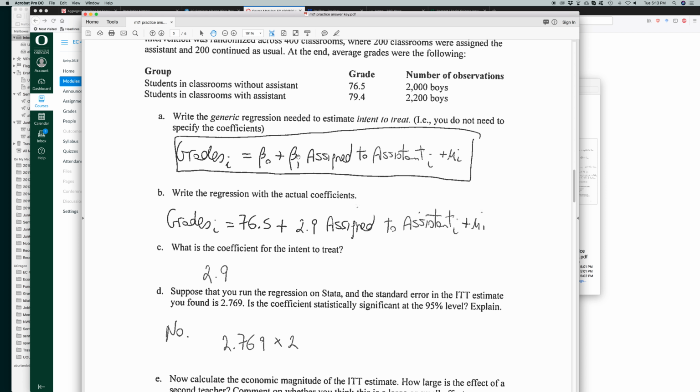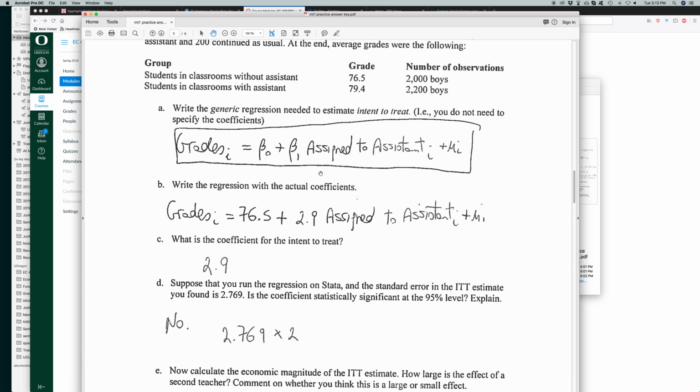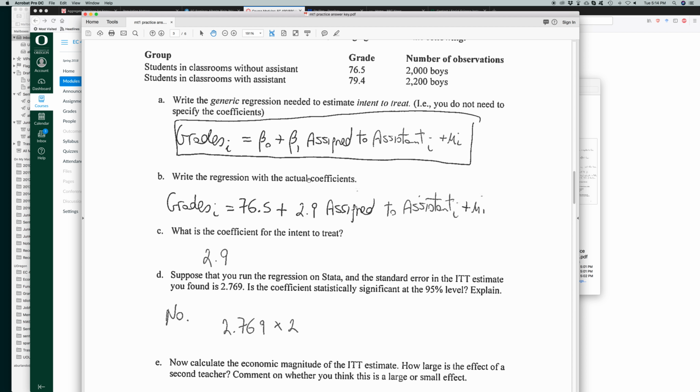To compute beta 1, all you need to think is that beta 1 is the difference between the grades in the treatment and the grades in the control. Hopefully that explains it. To summarize, when you write down the regression correctly, grades equals constant plus beta 1 times assigned to the treatment. The constant term is the average for the control, and the beta 1 coefficient is the difference between the average for the treatment and the average for the control.